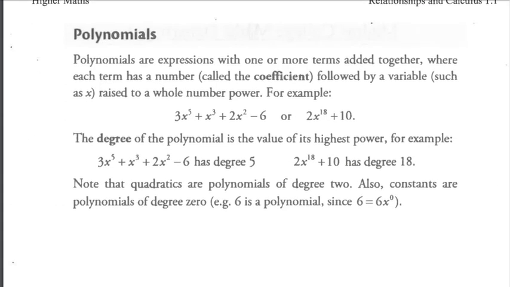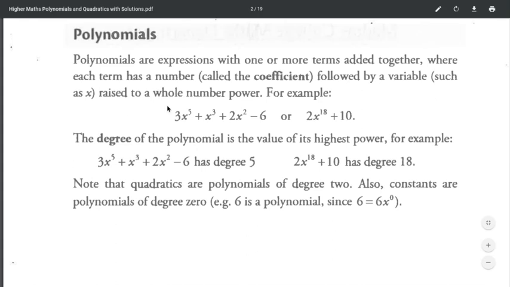So polynomials are expressions with one or more terms added together raised to a whole number power. So for example, we have 3x to the 5 plus x cubed plus 2x squared minus 6, or 2x to the power 18 plus 10. So the number in front of all of these x terms, those numbers are called the coefficients. And the x's are called the variables.